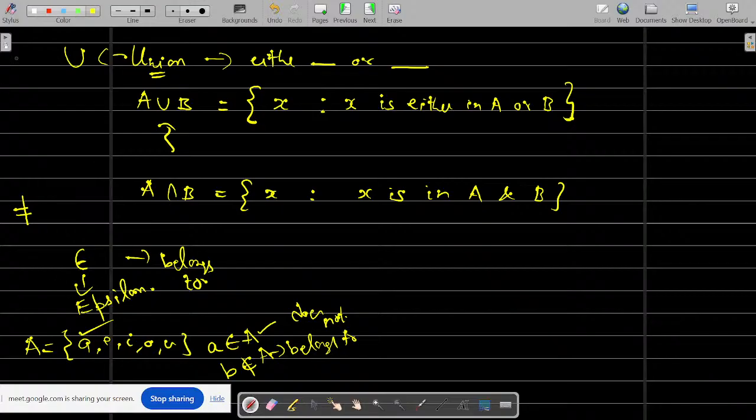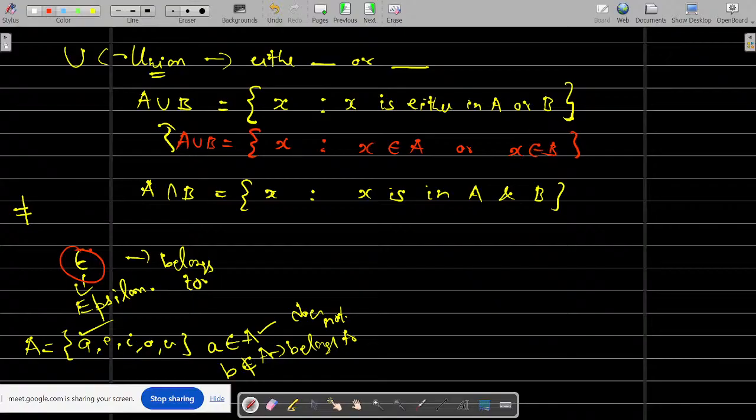I'm going to take the help of this symbol over here. How can I represent A union B? A union B is equal to the set of all X such that X belongs to A or X belongs to B. Am I right? Please make yourself confirm. Is this clear?